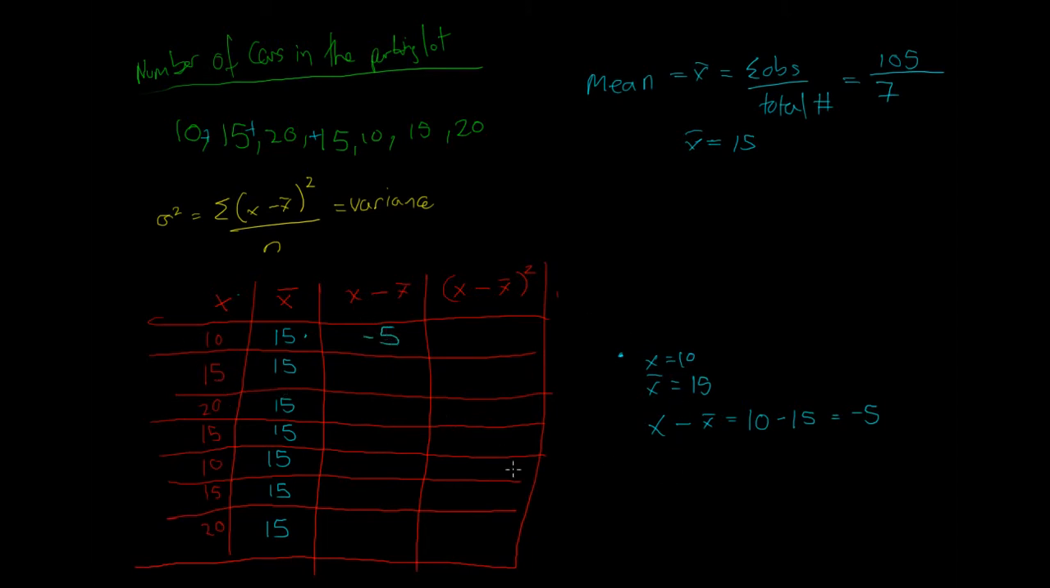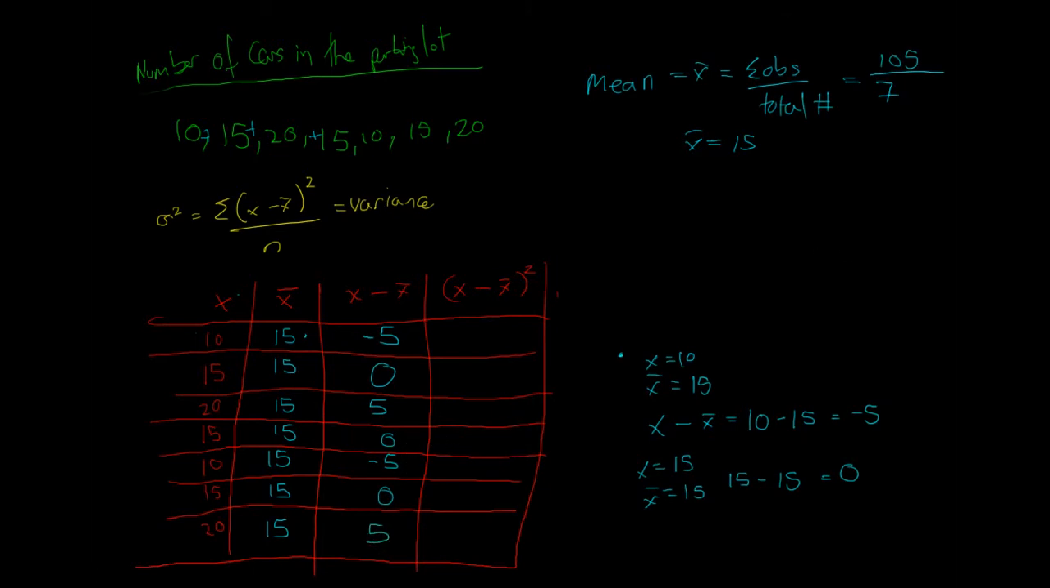For our second column, x will now be 15, and x bar will be equal to 15. So we have 15 minus 15, and that's 0. So our second row, we have 0. And we just purely repeat this process down the entire column. So we'll get 5, 0, negative 5, 0, positive 5.